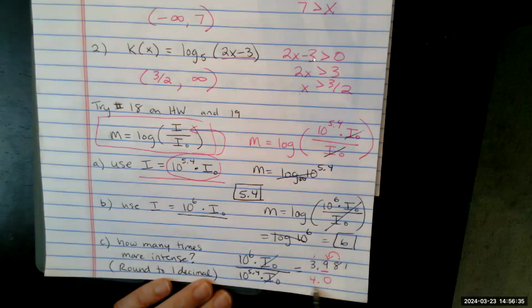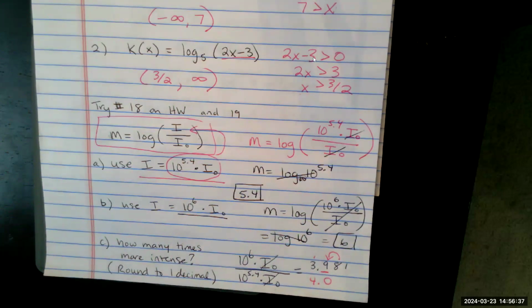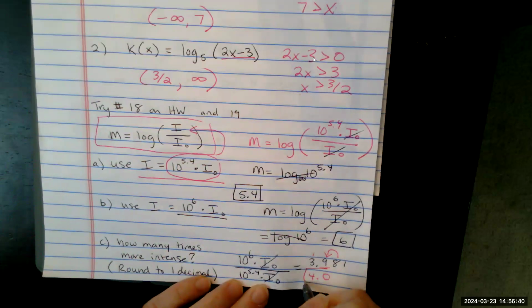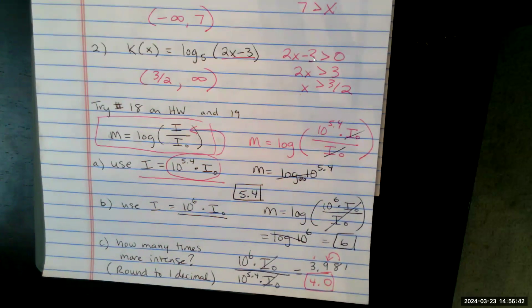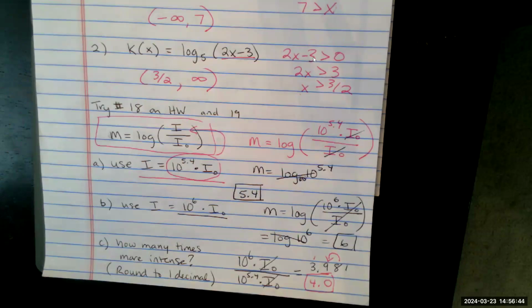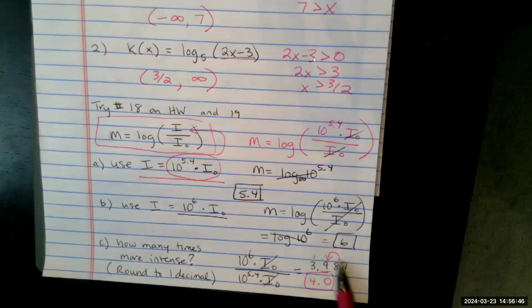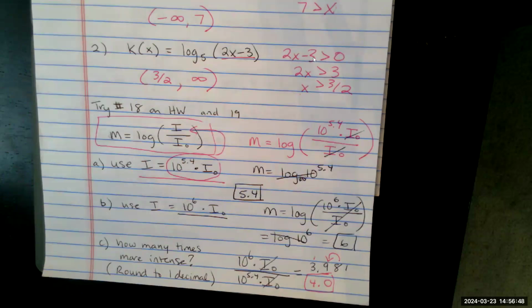So 3.98 really rounded all the way up to 4.0 or just 4. So even though it said round to the 1 decimal place, your final answer is just 4. So make sure you're okay with rounding, or that's going to mess you up on some of these.